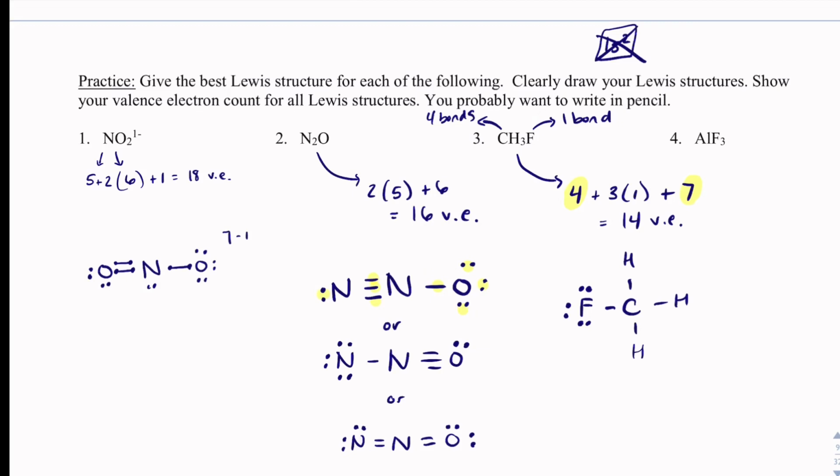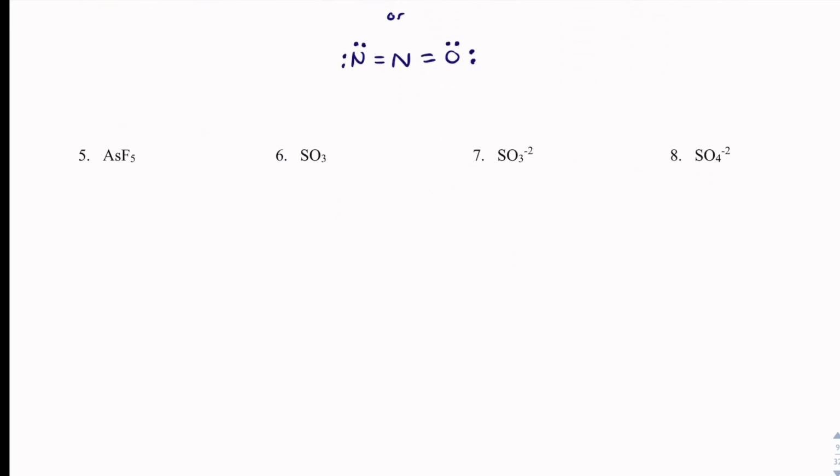Now we're going to count: 2, 4, 6, 8, 10, 12, 14. Here we have 14 valence electrons. We don't need to do any more. That is what CH3F looks like. Okay, I'm going to skip 4 for right now just because I'm running out of room.